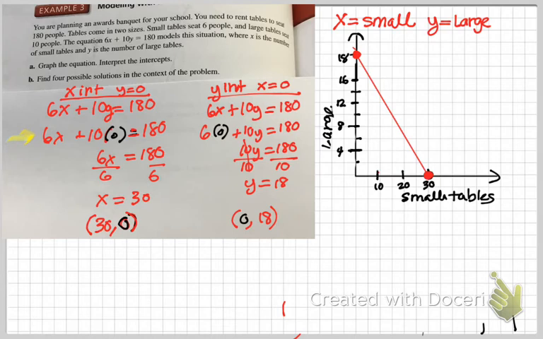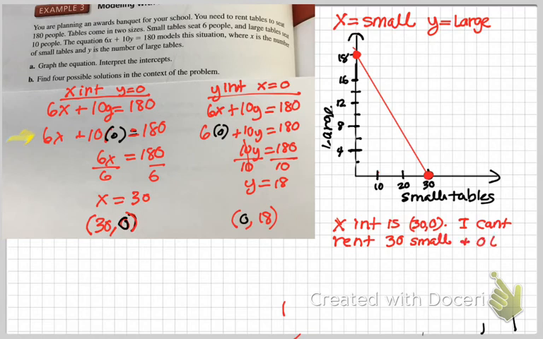Let's start with my x-intercept. My x-intercept is 30, 0. The first thing you need to do is identify what it is. Then you have to explain what it means. What does the 30 represent? The 30 represents that I can rent 30 small tables and 0 large tables.